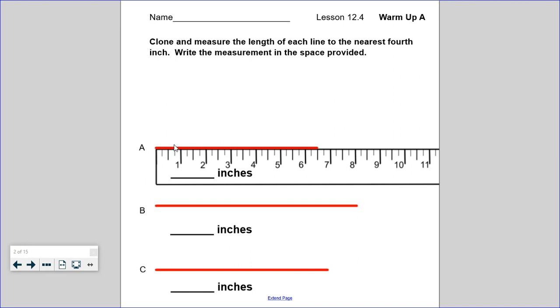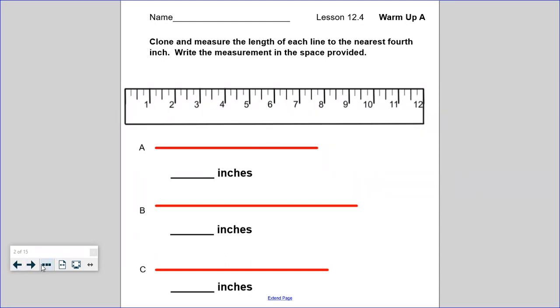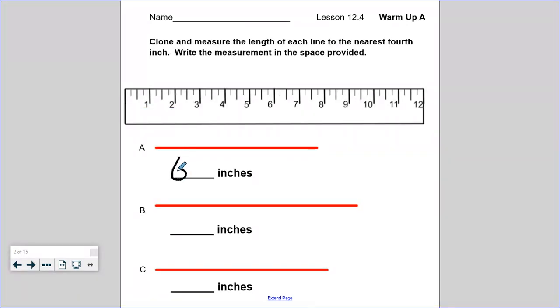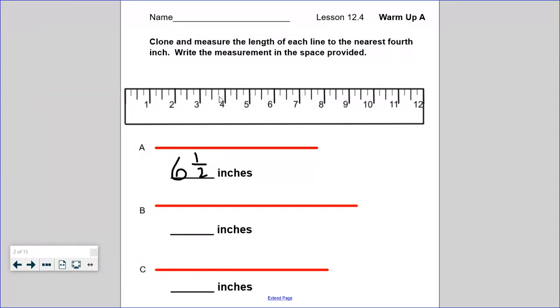Let's look how far this line goes. 1, 2, 3, 4, 5, 6 full inches plus 1/4, 2/4 inches. So we would say 6 2/4, or 6 1/2. So we would write 6 1/2 inches. All right, now let's try this one.